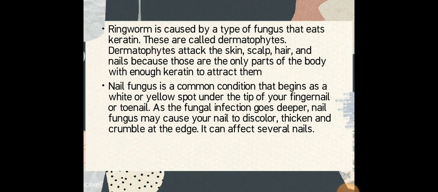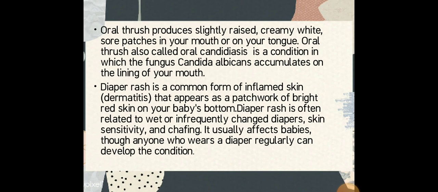And we have nail fungus. It's a common condition that begins as a white or yellow spot on the tip of your fingernail or toenail. As a fungal infection goes deeper, nail fungus may cause your nail to discolor, thicken, and crumble at the edge. It can affect several nails.